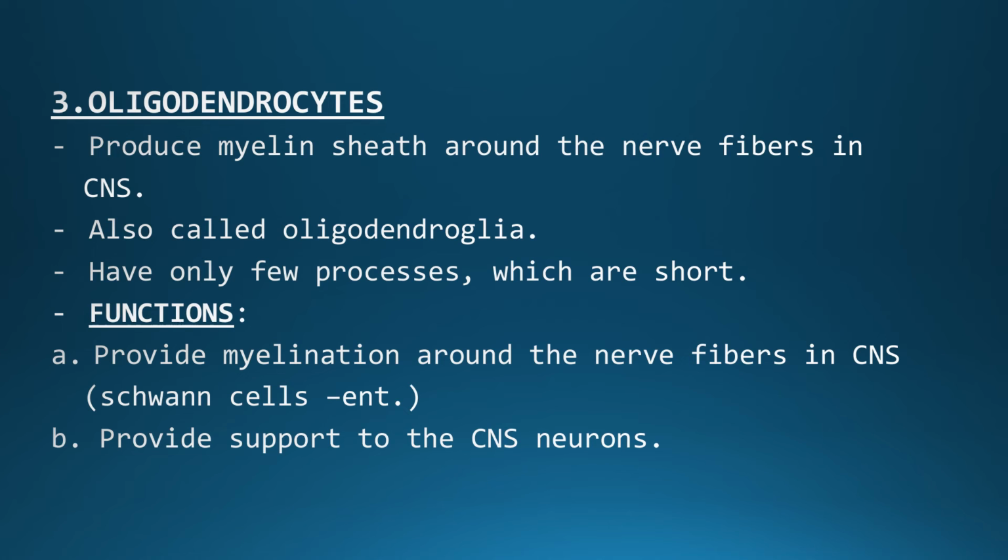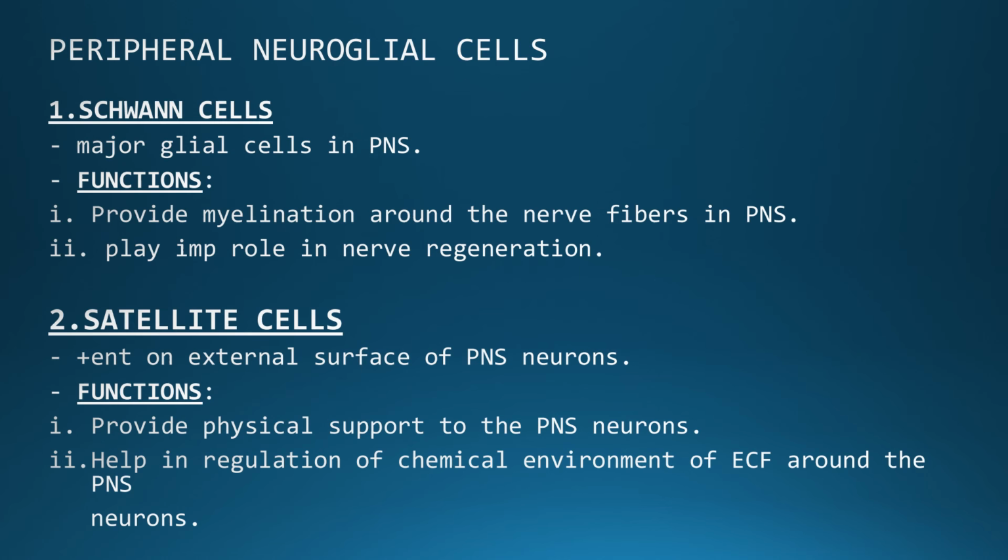Then oligodendrocytes, the third and last cell of central neuroglial cells. These cells produce myelin sheath around the nerve fibers in the central nervous system, also called oligodendroglia, and have only a few processes which are very short. Then the function of oligodendrocyte is to provide myelination around the nerve fiber in the central nervous system where Schwann cells are absent and provide support to the central nervous system's neurons.